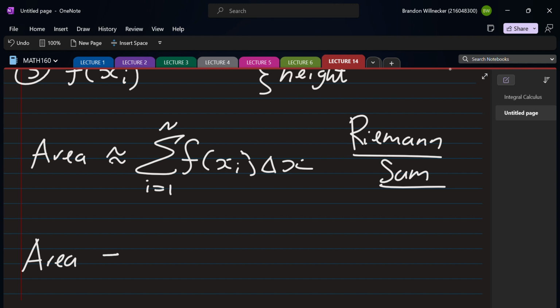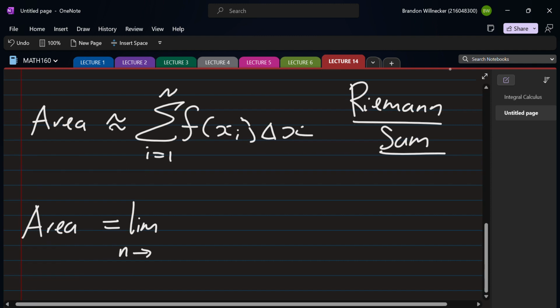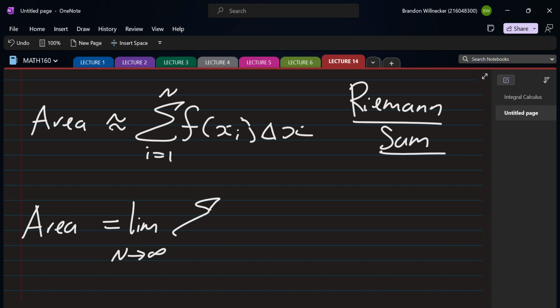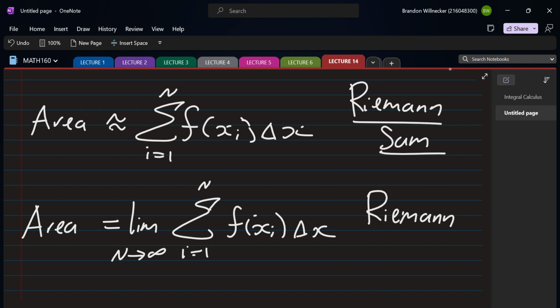So the area is now equal to, not approximately equal to, the limit as n goes to infinity of the sum from i equals 1 to n of f of x_i times delta x. Once we take the limit, we don't call it a Riemann sum anymore. We call it a limit of a Riemann sum, because we take the limit, or we call it a Riemann integral.